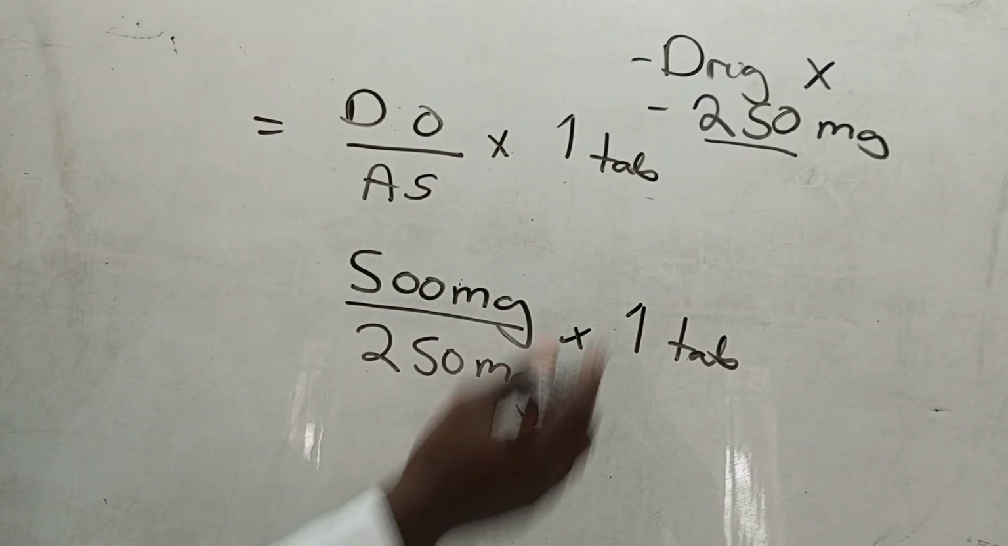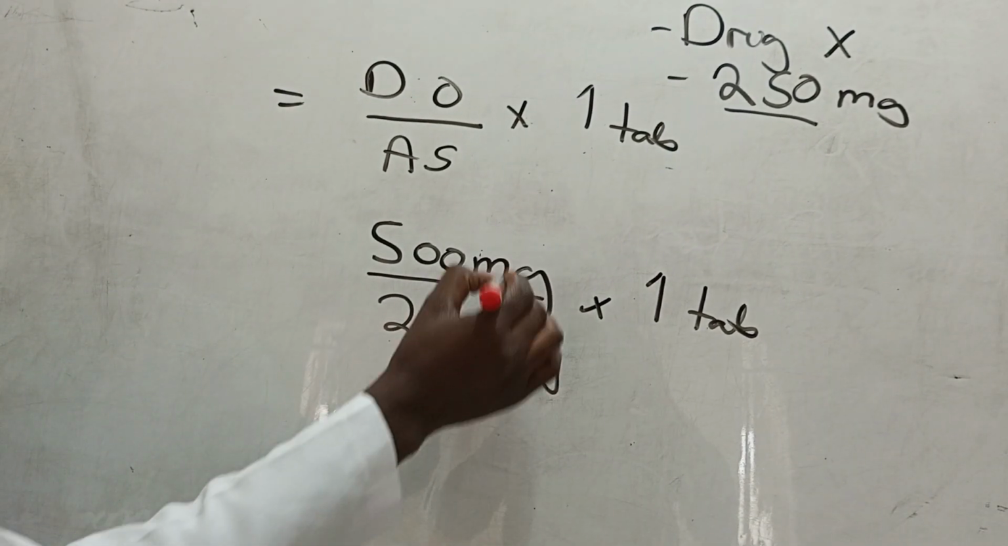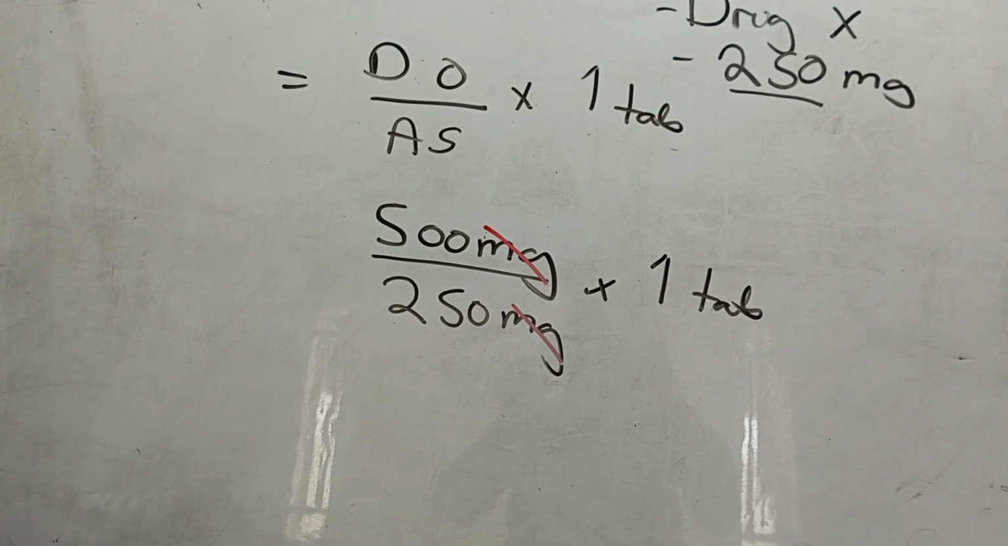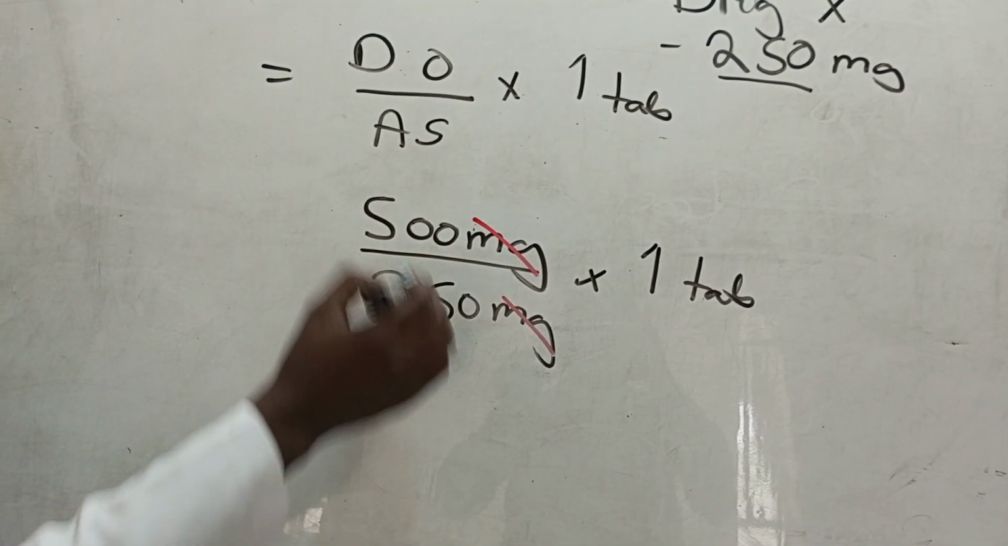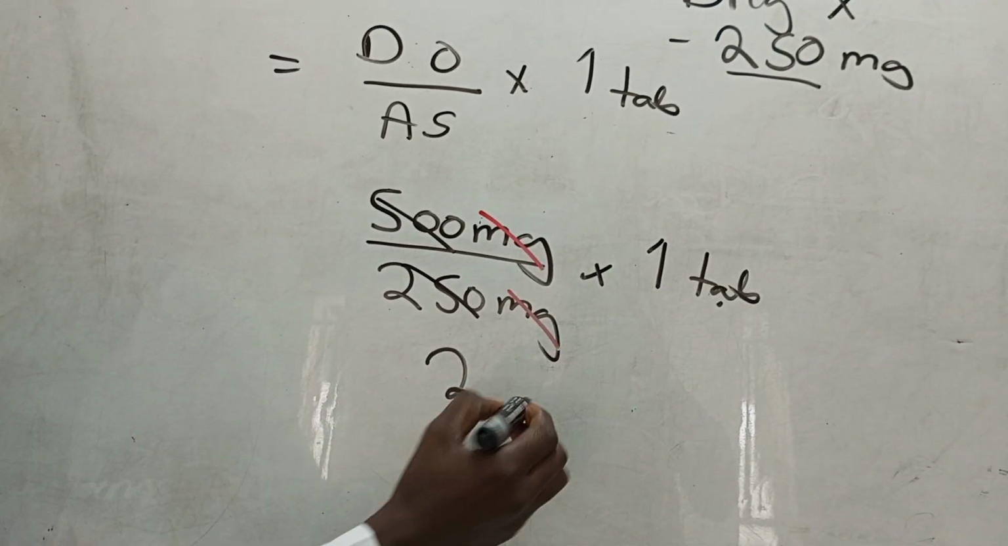Of course in pharmacology, units are very, very important. So we are going to start by cancelling out. Milligrams and milligrams go. Then you remain with 500 over 250, which is 2, and you bring back your tablet.